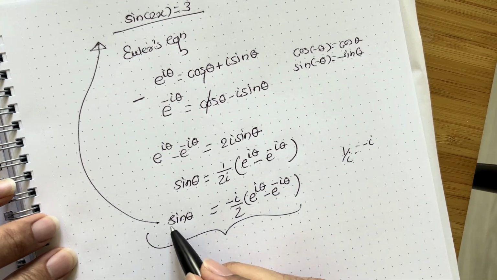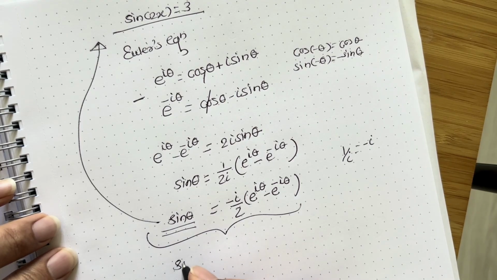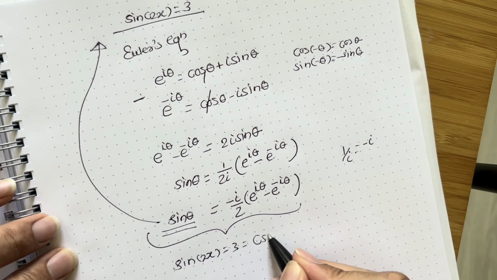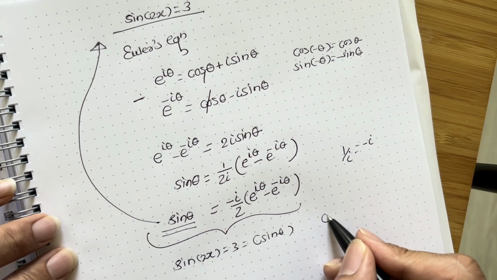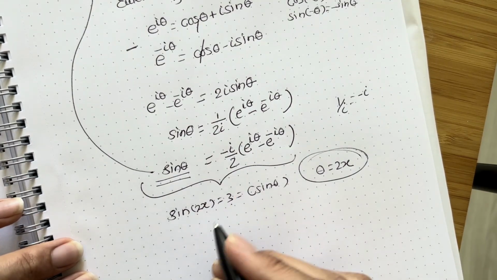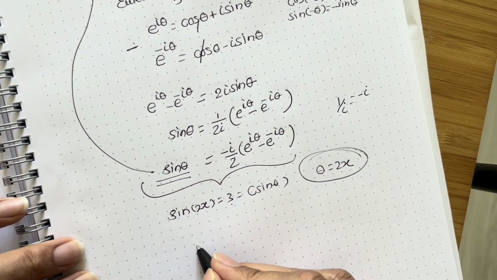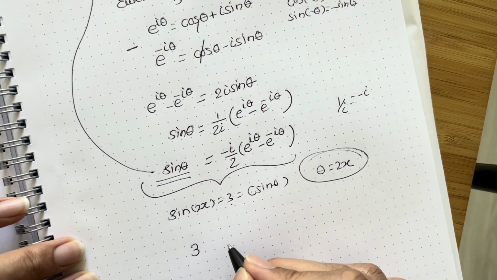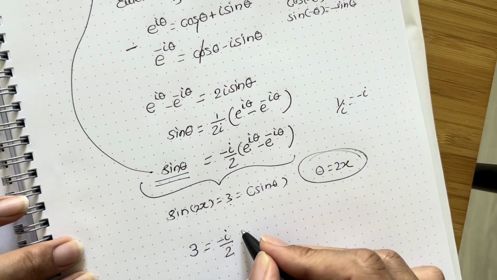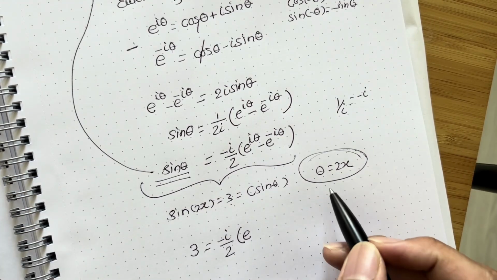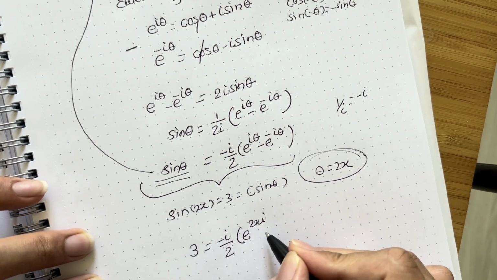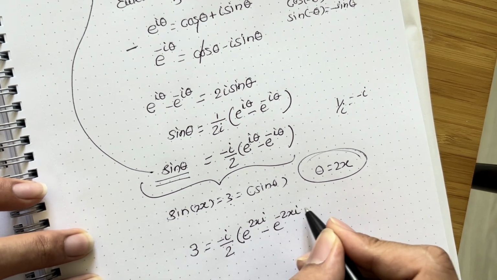What do we do now? In our case, sine of 2x equals 3. So we have sine of theta, and we have to find theta, which is nothing but 2x. So let's keep this in mind and put this value 3 here. So what do we have then? 3 equals minus i by 2 times e to the power, now theta is twice x, so e to the power 2xi minus e to the power minus 2xi.